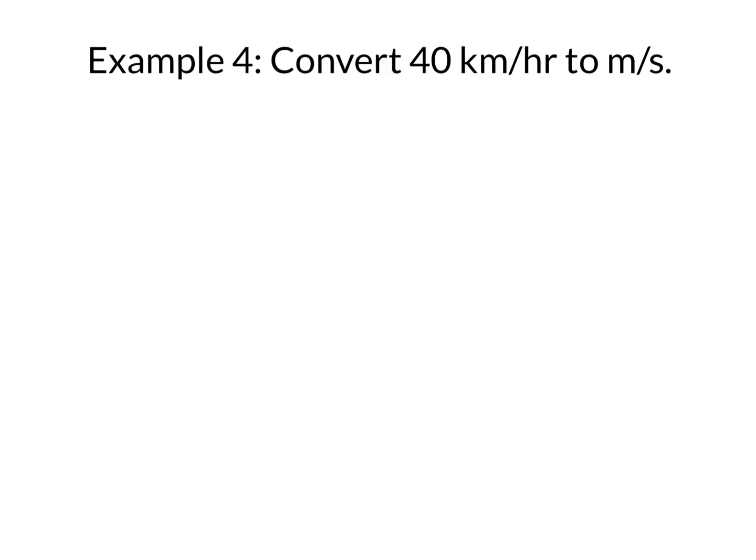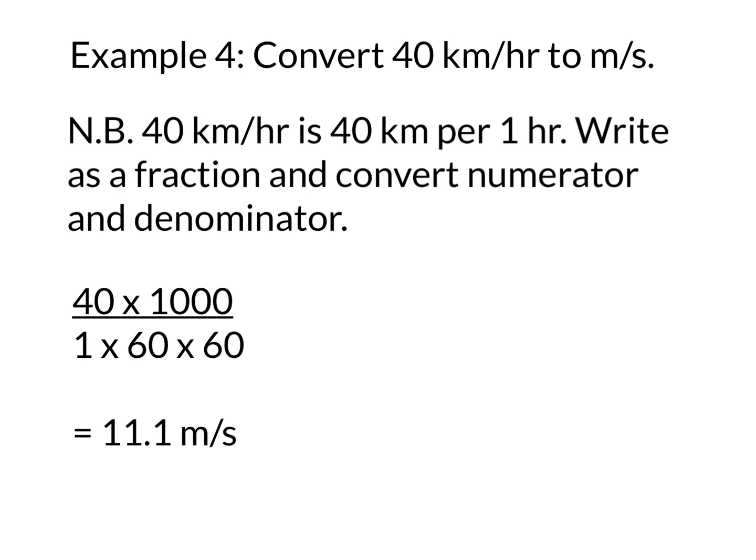Final example, we're going to convert 40 kilometres an hour to metres per second. So note that 40 kilometres per hour is 40 kilometres per 1 hour. So I'm going to write that as a fraction, have the 40 on the top and the 1 on the bottom. So we convert the 40 kilometres on the numerator into metres.